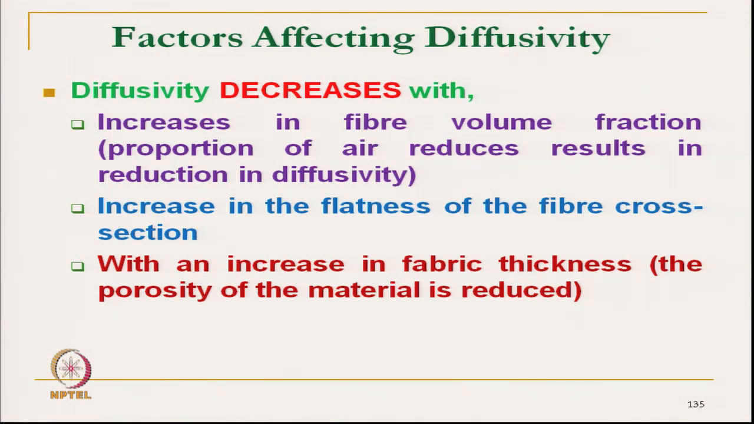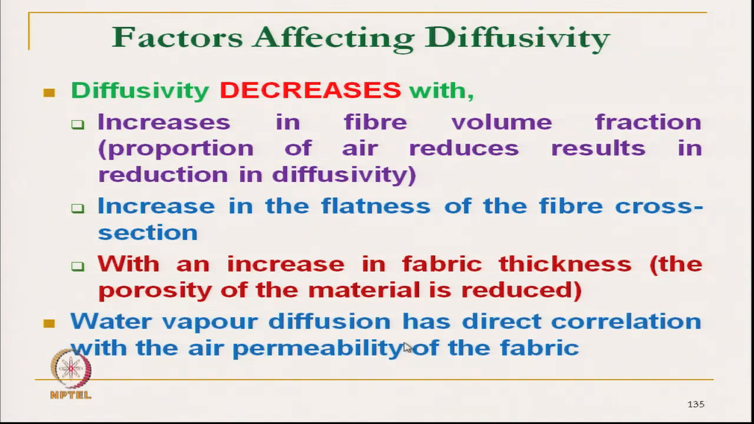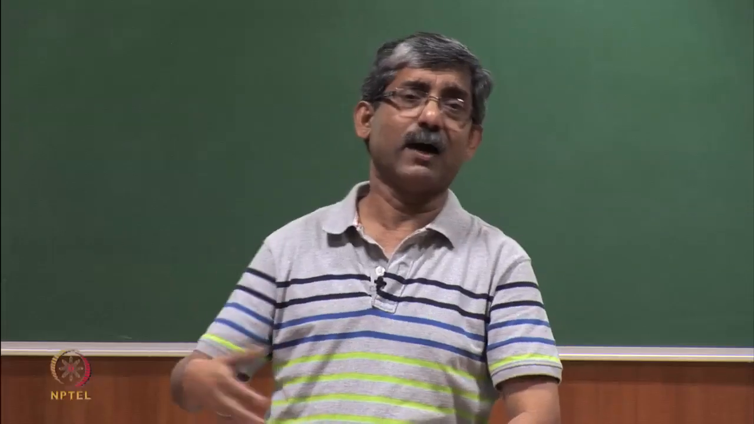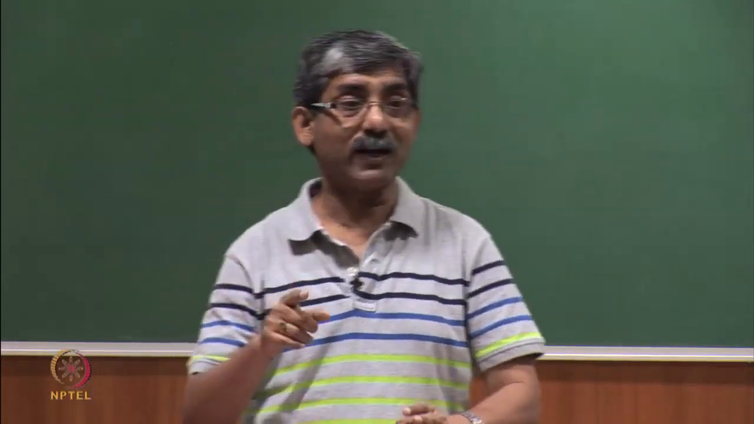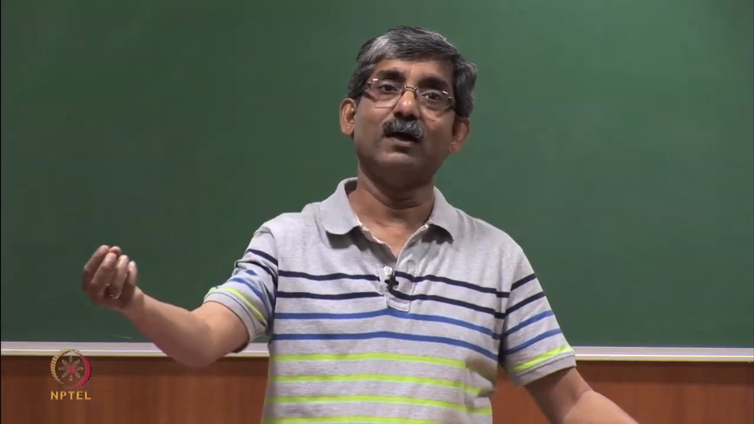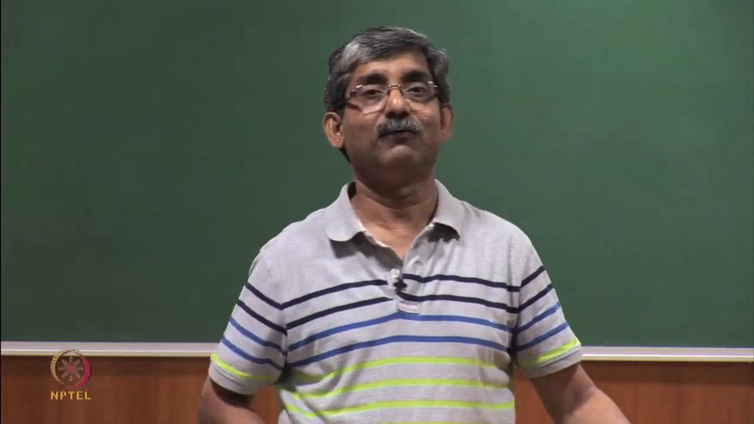So, as the fabric thickness increases, the flow path will be longer. So, the diffusivity of the fabric decreases. Also, this is reducing the porosity of the fabric. And water vapor diffusivity has a direct correlation with the air permeability. So, all these factors, if we see, are related with the air permeability. So, by measuring the air permeability of a fabric, we can indirectly get some idea about the diffusivity, at least the Fickian diffusion. Non-Fickian diffusion is something else, where moisture gets absorbed by the fiber.